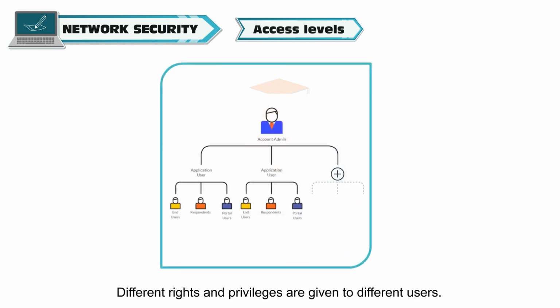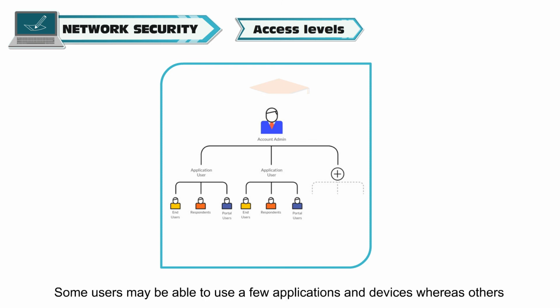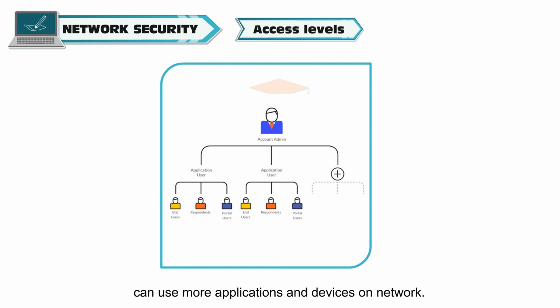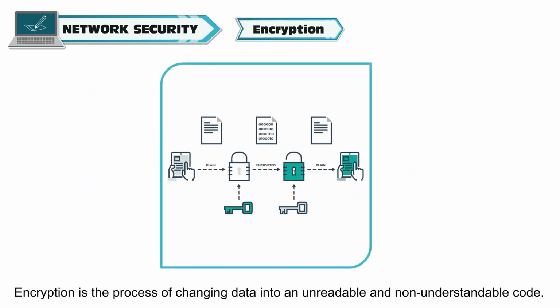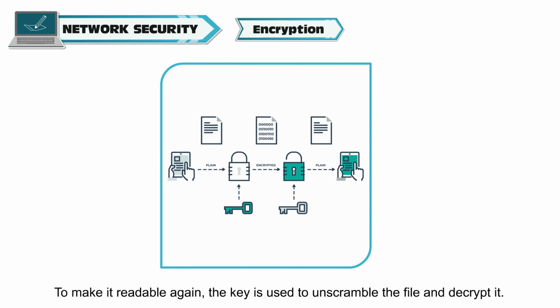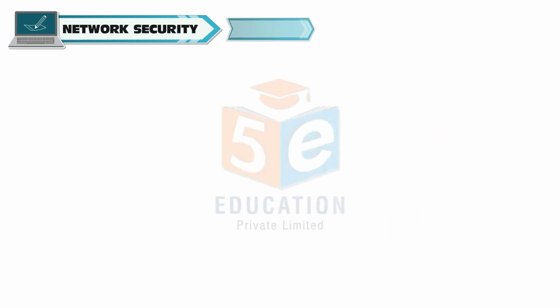Access levels. Different rights and privileges are given to different users. Some users may be able to use a few applications and devices, whereas others can use more applications and devices on network. Encryption. Encryption is the process of changing data into an unreadable and non-understandable code. To make it readable again, the key is used to unscramble the file and decrypt it.